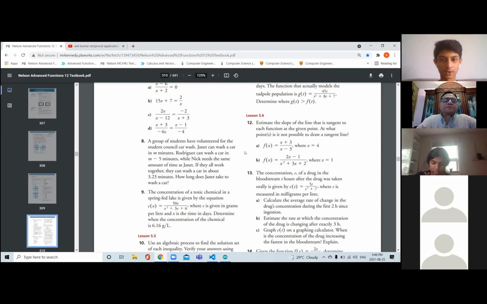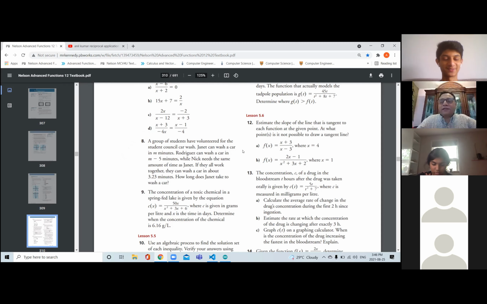A group of students have volunteered for the student council car wash. Janet can wash a car in M minutes. Rodriguez can wash a car in M minus 5 minutes, while Nick needs the same amount of time as Janet. If they all work together, they can wash a car in about 3.23 minutes. How long does Janet take to wash a car? So I think we just saw this question, right? You just saw this question.